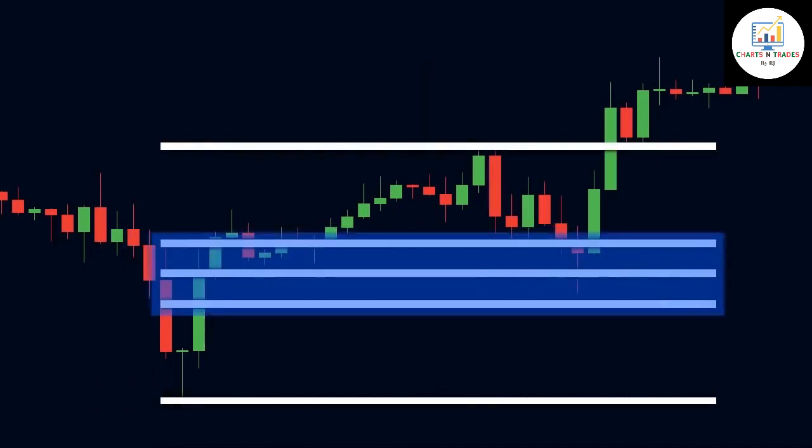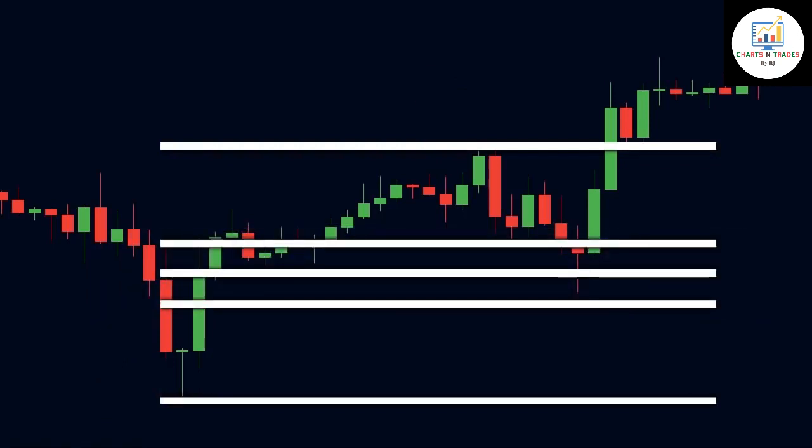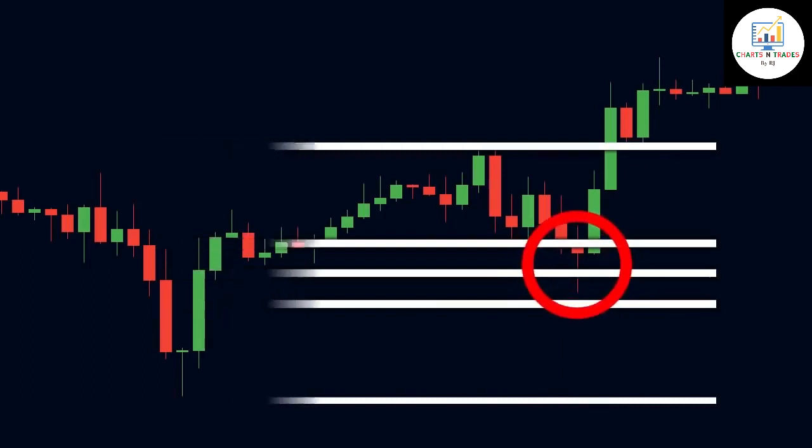The three lines that we get in the middle are the Fibonacci retracement levels. They are 38.2, 50, and 61.8% of the entire move. In an uptrend, the price will find support at these levels. As you can see, the price found support exactly at the 61.8 level in this example.